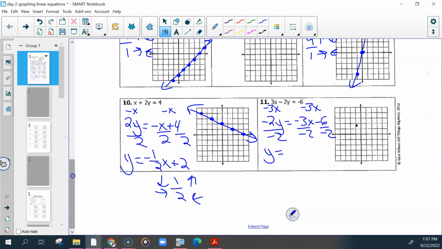What would this equation become? Y equals positive 3 divided by 2 x minus 3. You're super close. Plus 3. Plus 3. So then graph that. Ignore this dot that's on here. I don't know what that is. So we can go up 3 to the right 2, but in this case I can't go up 3, so I'm just going to go the opposite, down 3 to the left 2.